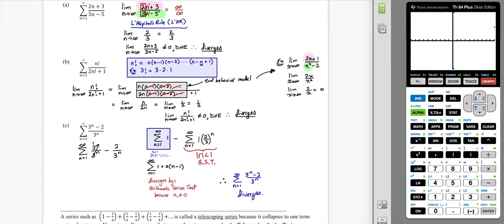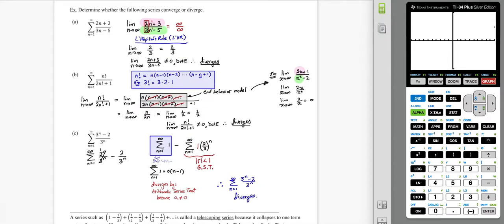All right, and you'll see here that I did not apply a limit in any way. I used different tests. In the first case, I used a limit, the nth term test, and applied L'Hopital's rule along the way. For the second one, I used the nth term test, and we did some algebra and some knowledge of factorials. And in this case, we just went by tests that we either knew or referred to.